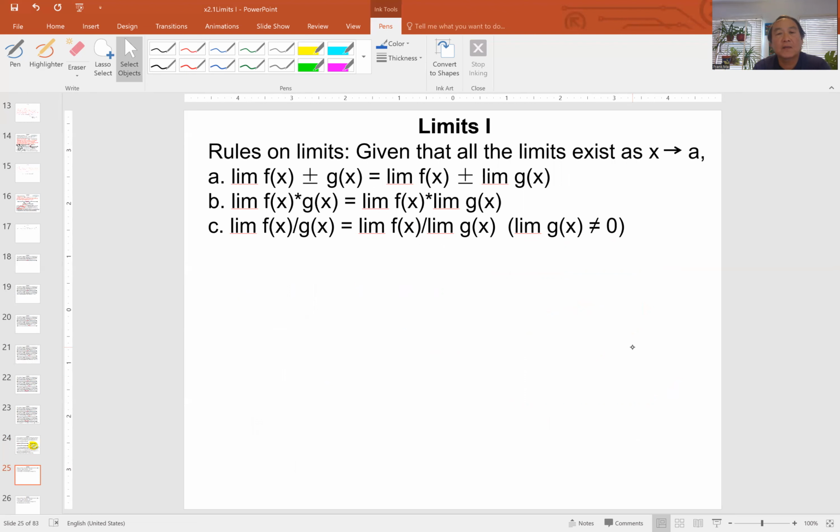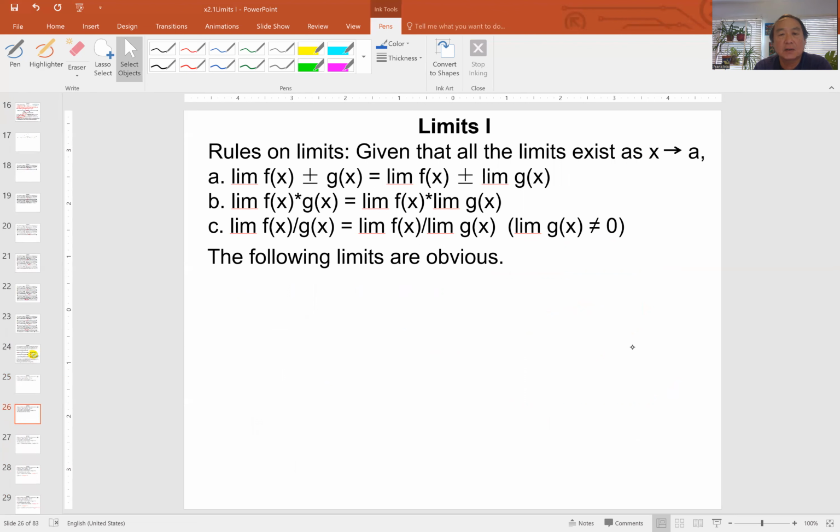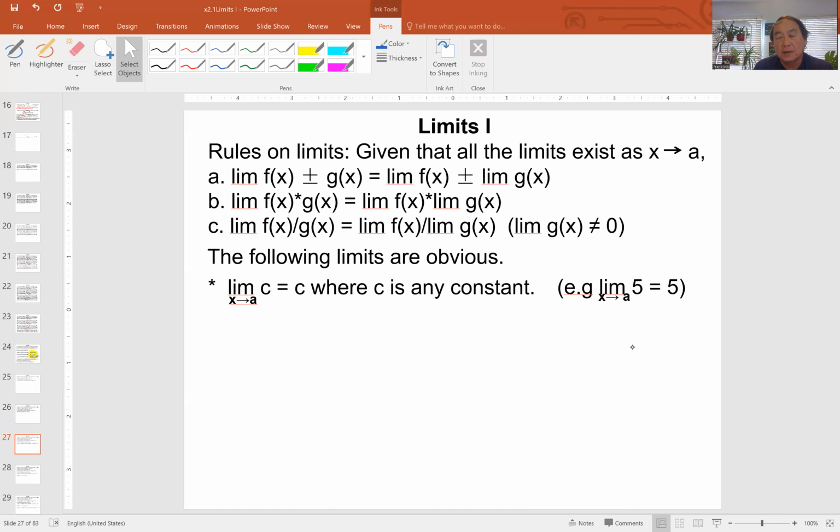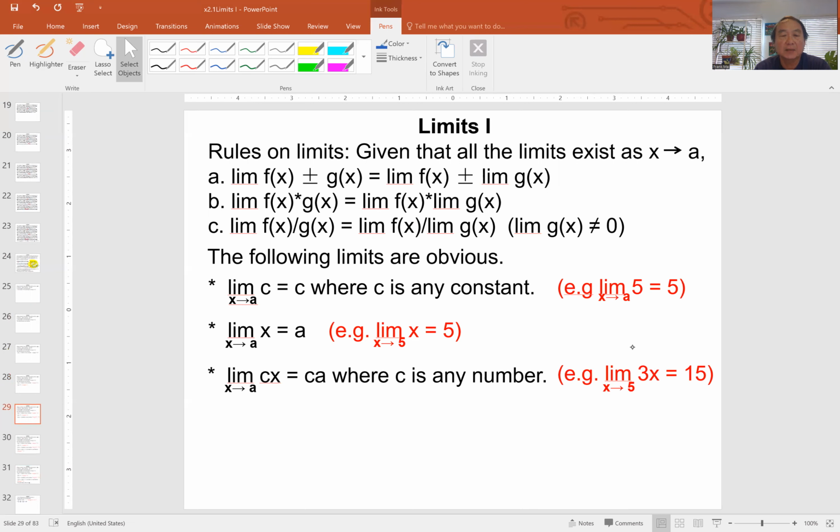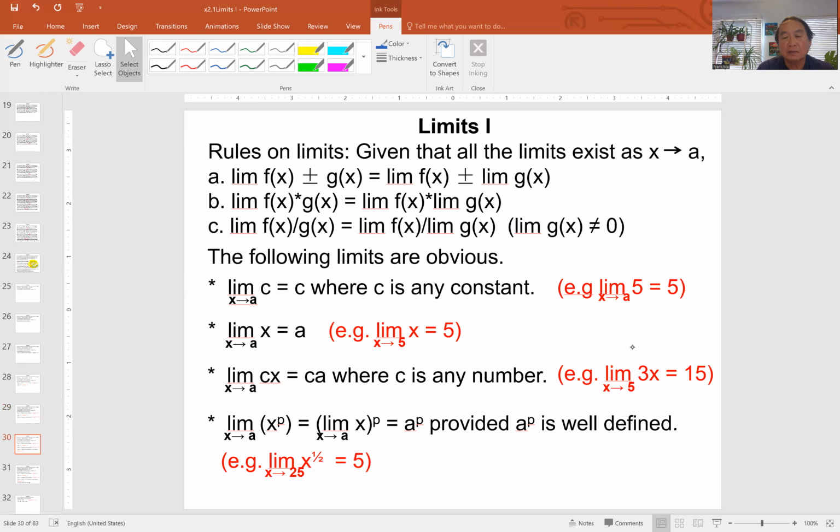So here are some of the rules on limits. The limit of a constant function is a constant. It doesn't matter what x is, the output is always the constant. So the limit of x as x approaches a equals a. When x gets close to a, then it's a. A constant can be pulled out.